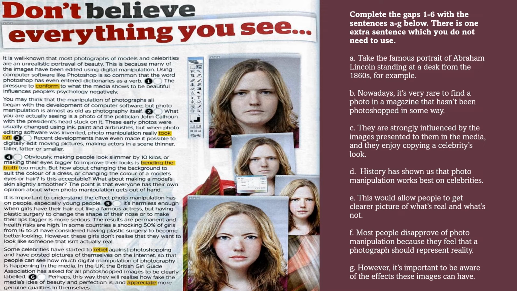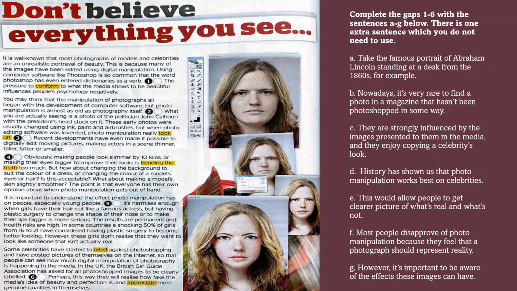C. They are strongly influenced by the images presented to them in the media and they enjoy copying a celebrity's look. D. History has shown us that photo manipulation works best on celebrities. E. This would allow people to get a clearer picture of what's real and what's not. F. Most people disapprove of photo manipulation because they feel that a photograph should represent reality. G. However, it's important to be aware of the effects these images can have.